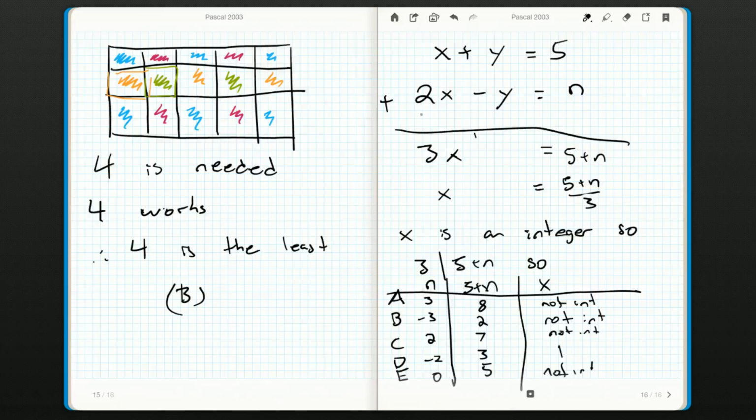And then 2 times 1 is 2 minus 4. That's going to be negative 2, and that is our n value. So this one works, and our answer is going to be D. It has to be D. All right. Not bad. Not bad at all.